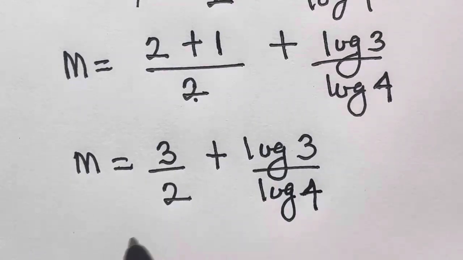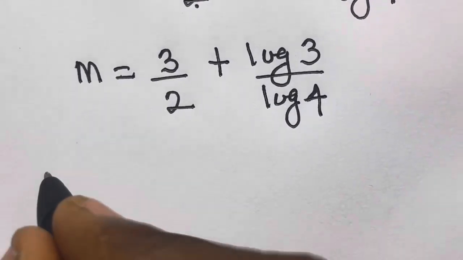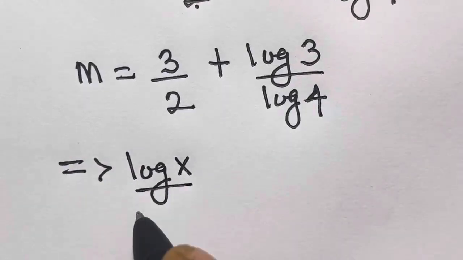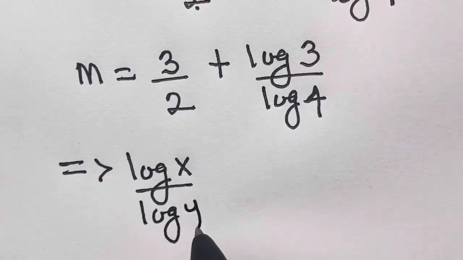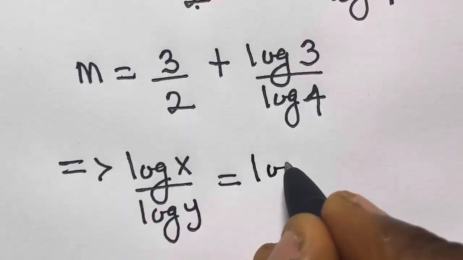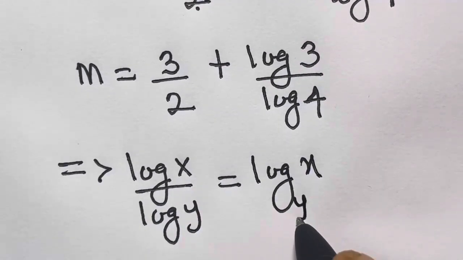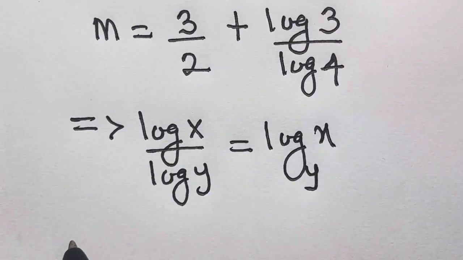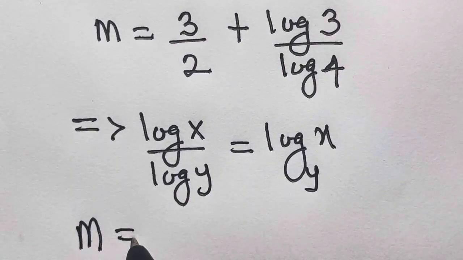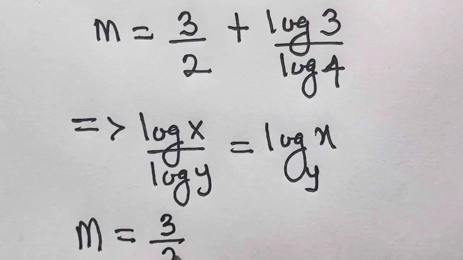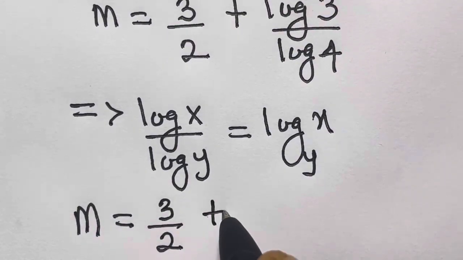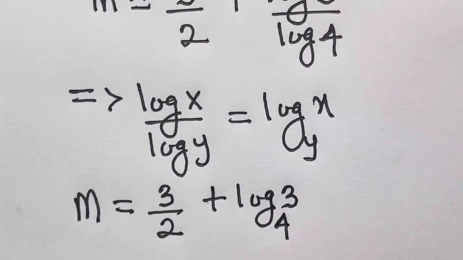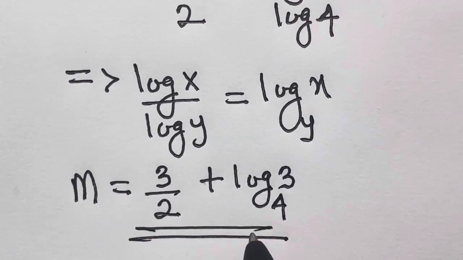But remember from the law of logarithm that wherever we have log x divided by log y, this is equals log x in base y. So applying this to the above, we have m equals 3 divided by 2, right? Plus log 3 in base 4. And we can say this is our answer.